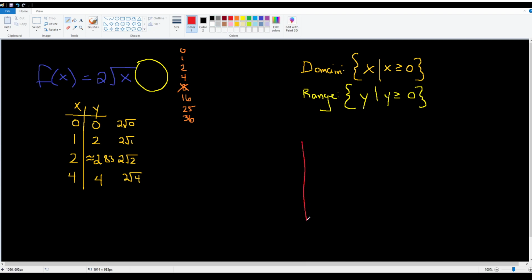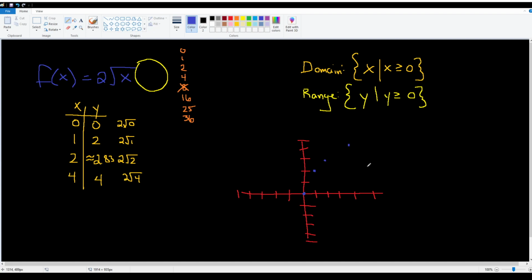So I go to my chart, I go to graph, I have the point 0, 0. So I could plot the point 0, 0. I have the point 1, 2. So I plot the point 1, 2. I have the point 2, 2.83. So that's approximately 3. Not exactly 3, but close. And then I have the point 4, 4.